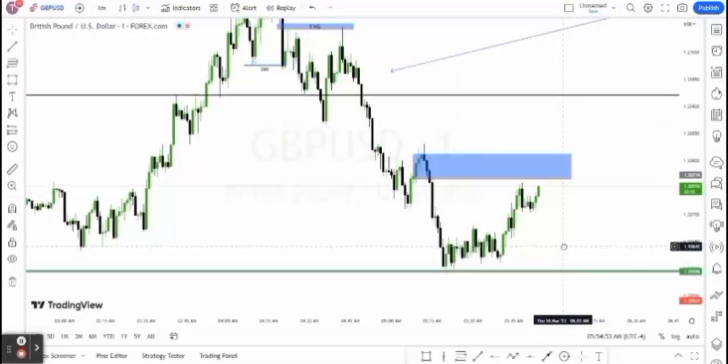Okay, so that's how I get confirmation entries for my trade using smart money concepts.